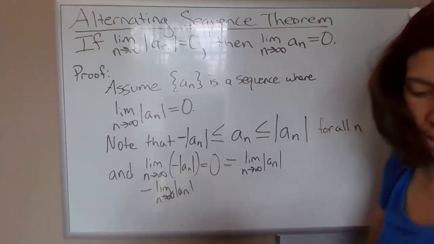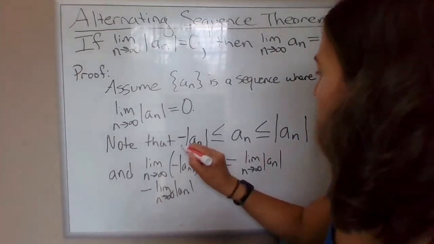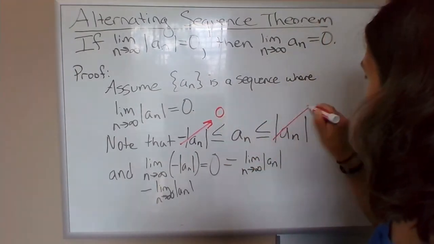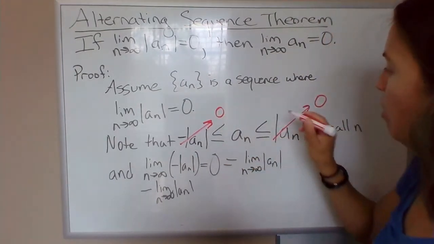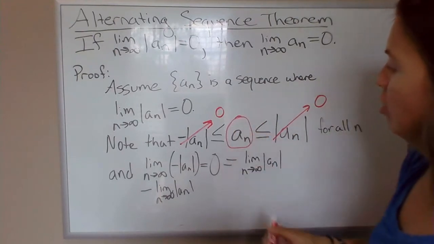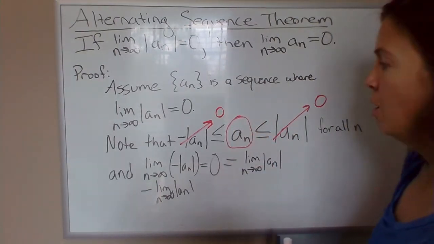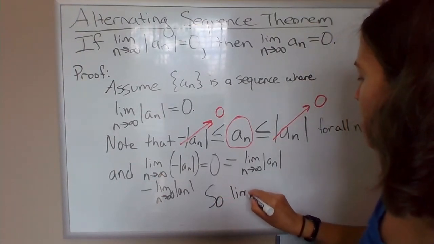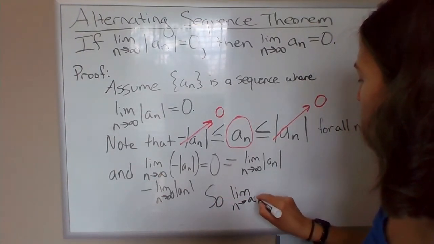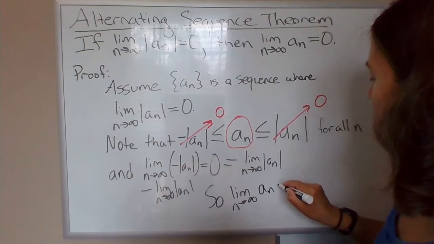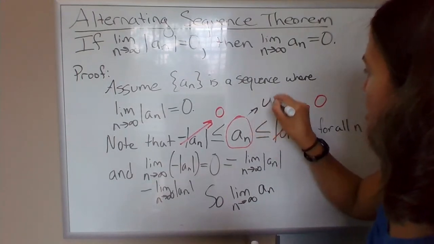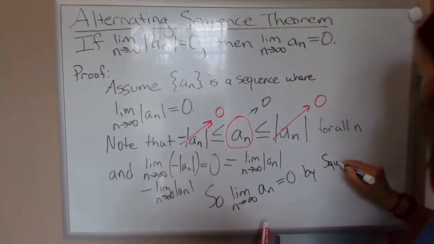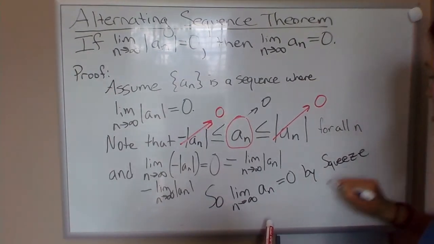So if the limit as n approaches infinity here is 0, and the limit as n approaches infinity here is 0, then the terms in the middle here must also be approaching 0 by the squeeze theorem. So I haven't written out everything formally, but now we know by the squeeze theorem that the limit in the middle must also be approaching 0.